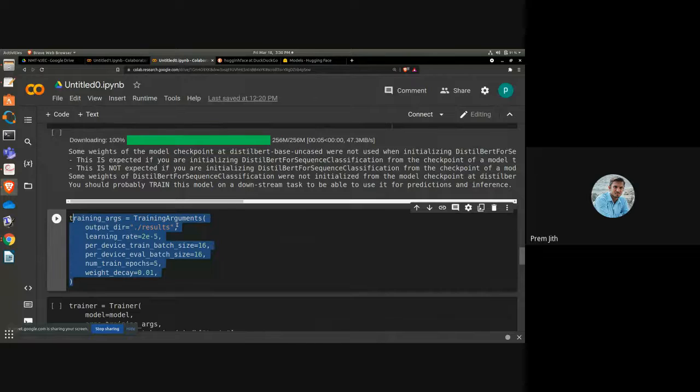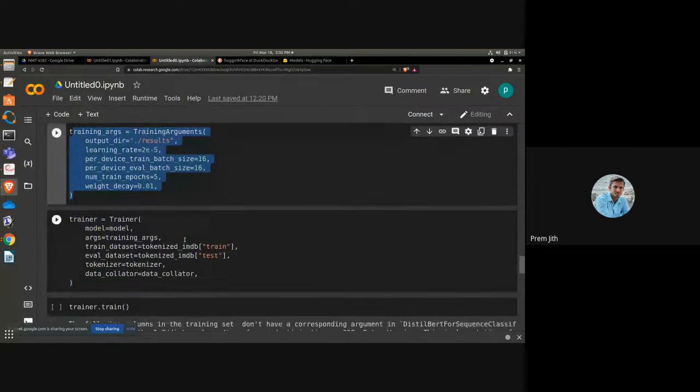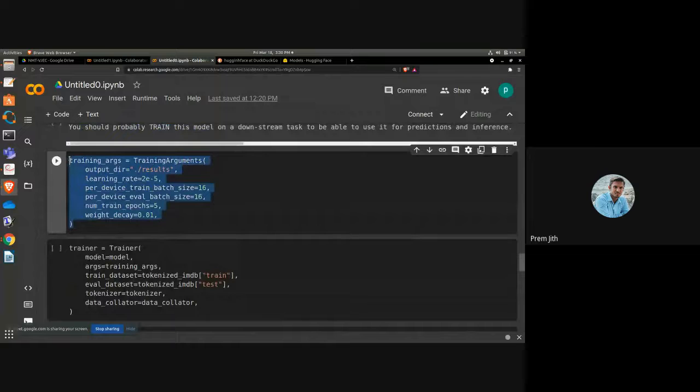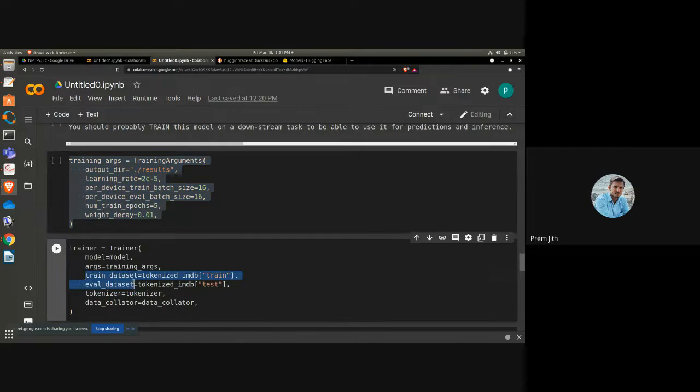The Trainer is defined as trainer is equal to Trainer with model equal to model, args equal to training_args. So you can change these training arguments. You can find these arguments in the Hugging Face transformers page for other models and data. Based on this only, it is going to report. Along with the training arguments, you can provide the training data set and the evaluation data set.